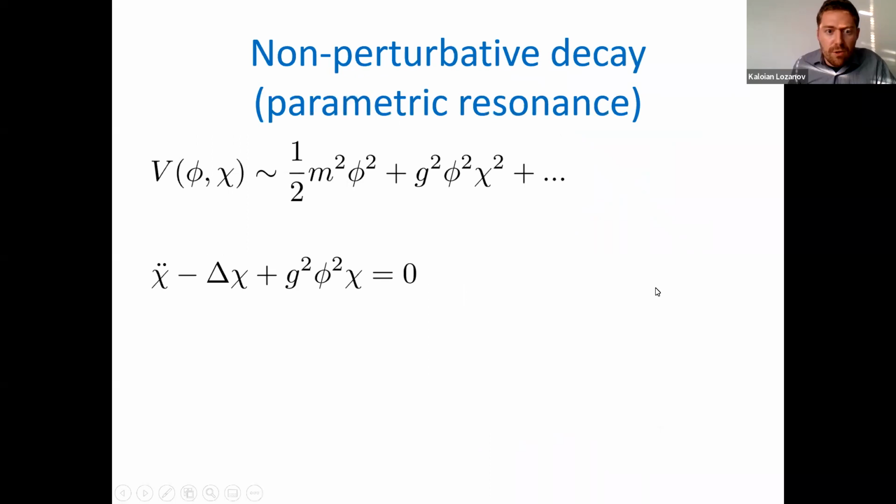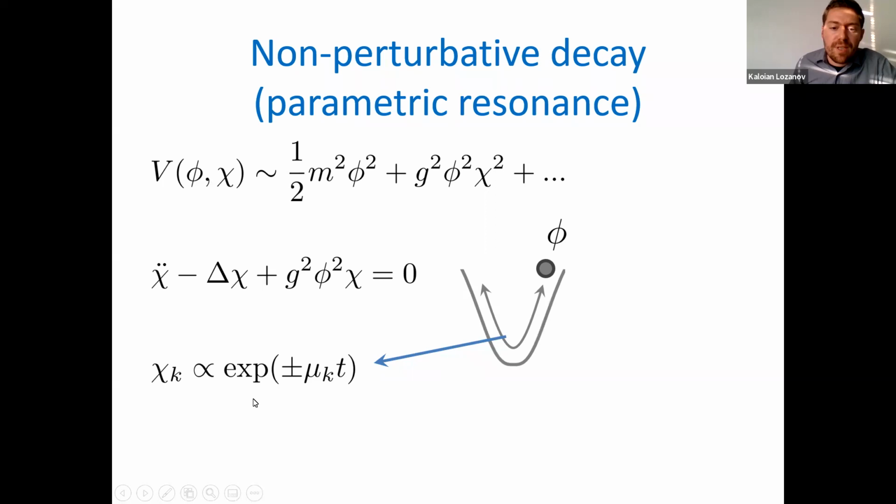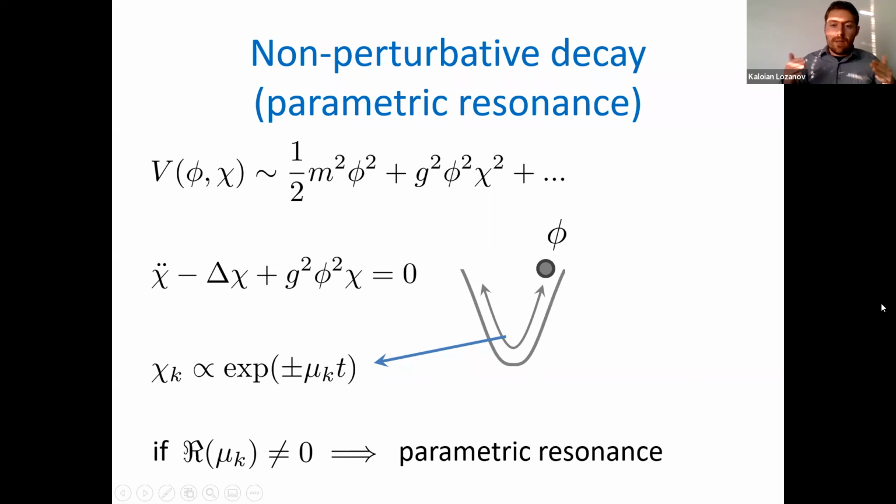Okay, so let's consider a simple example in which the inflaton is coupled to a light subdominant daughter field chi. Since the inflaton is oscillating about the minimum of its potential, the interaction term here is periodic. And because of this periodicity, something known as Floquet theory allows us to write down the solutions for the individual Fourier modes of chi in this exponential form. And if the real part of this Floquet exponent is not zero, we have an unstable solution, exponentially growing with time, which is a manifestation of non-perturbative or resonant production of chi particles.